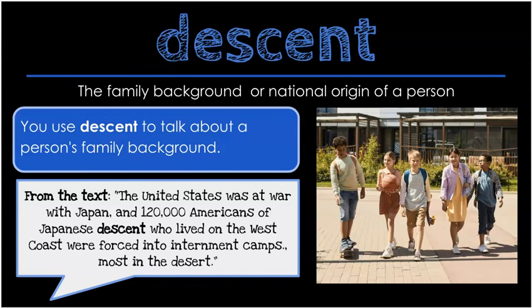Our first word this week is descent. And for this text, the word descent means the family background or national origin of a person. You use descent to talk about a person's family background. From the text, the United States was at war with Japan, and 120,000 Americans of Japanese descent who lived on the West Coast were forced into internment camps, most in the desert.